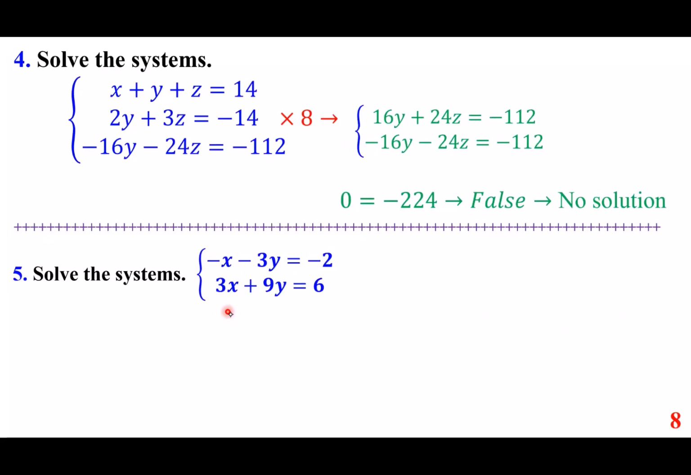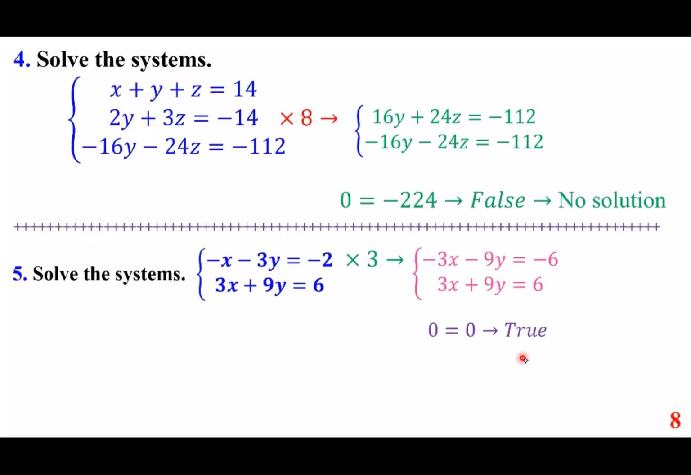In this case, let's say I want to get rid of the X. If I multiply by 3, I can get rid of that. The first row, I don't touch the second one, so minus 3X, minus 9Y, minus 6. And as you can see, this cancels out, this cancels out, this cancels out, we get 0 equals 0. This is a true statement. And that means infinitely many solutions.